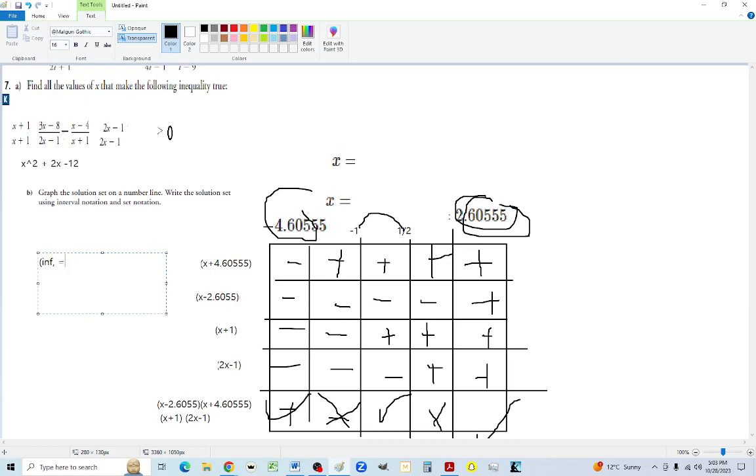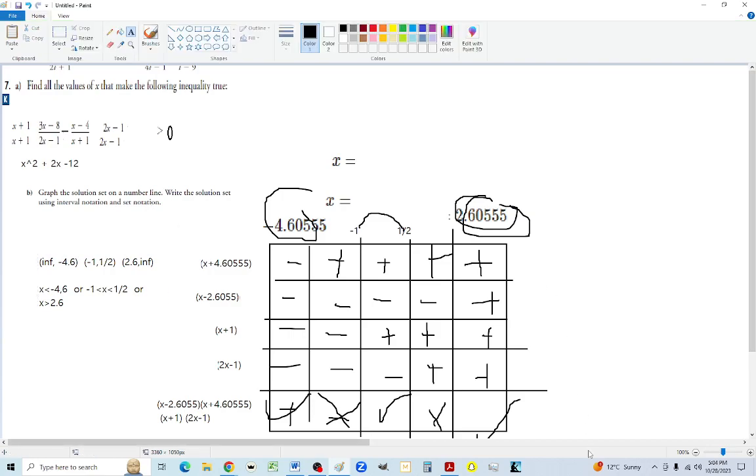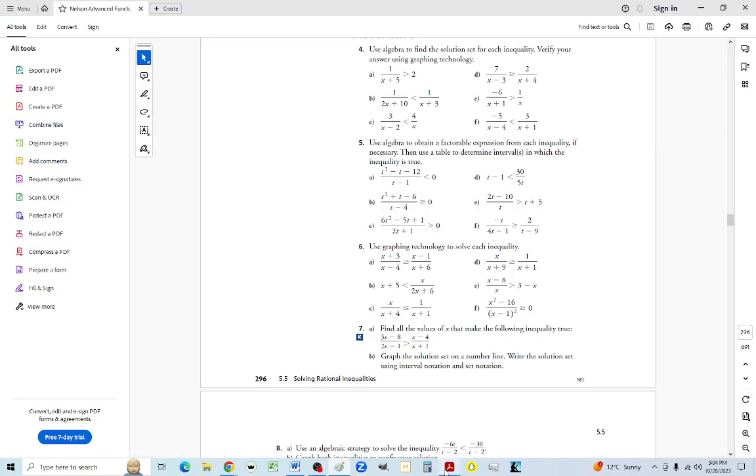It would be infinity minus, I'm not going to do the full number, minus 4.6, minus 1, a half, and 2.6, infinity. Or it would be x smaller than minus 4.6, minus 1 smaller than x, smaller than a half, or x bigger than 2.6. All these solutions are pretty much the same over and over again.